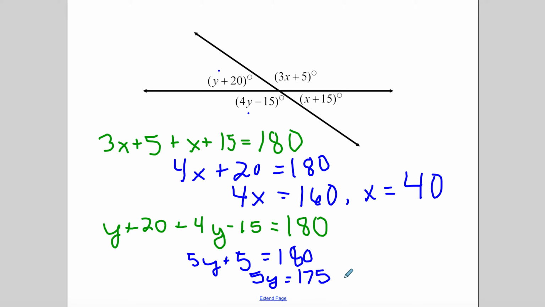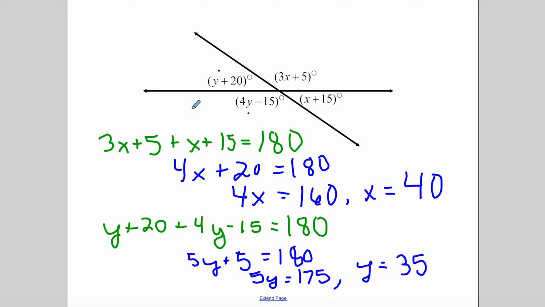And when I divide 175 by 5, hang on, I have to do this in my head really quickly. 5 goes into 120 times, and 5 goes into 75, 12, 13, 14, 15 times. So y is 35. So there you go. We've used the fact that there are vertical angles and linear pairs here to solve for x and for y.